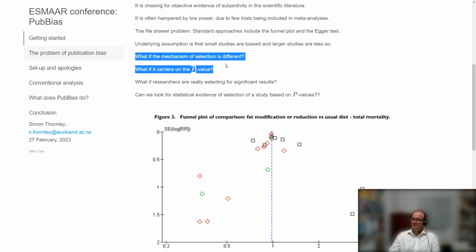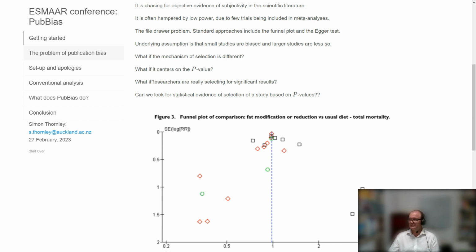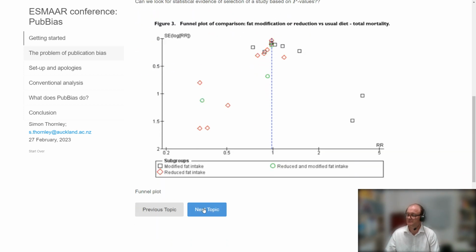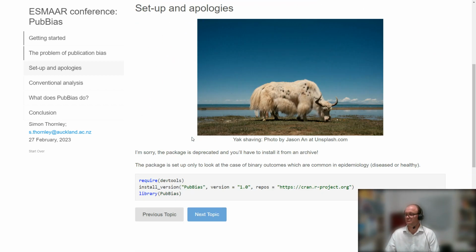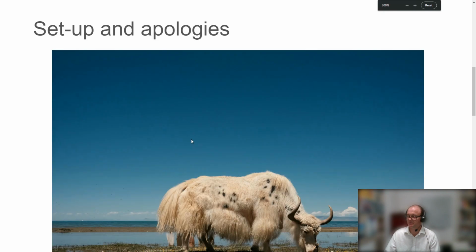What if it's all about the p-value? And what if researchers are really selecting for significant results? Can we look for statistical evidence of selection of a study based on p-values? Well, this library helps us. So let's just think about some of the setup required.